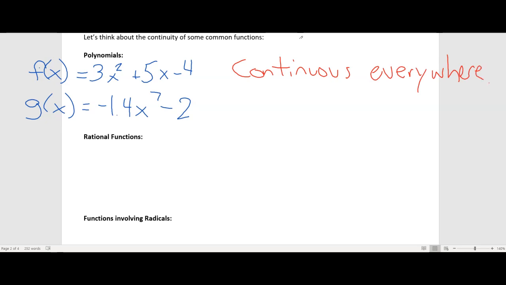Okay, so I know this one was a bit short. Take a look at rational functions. See if you can come up with 2 examples of rational functions, maybe ones that are slightly different from one another, and then think about where those functions may not be continuous on their domain. And then click play.